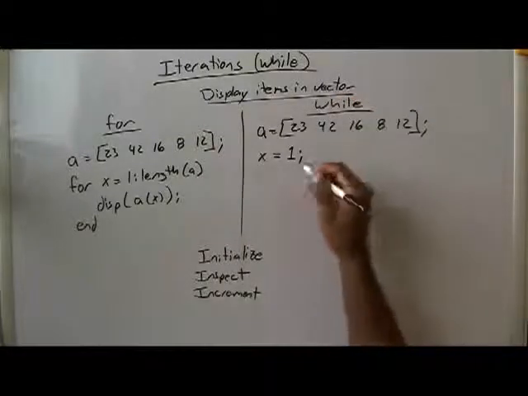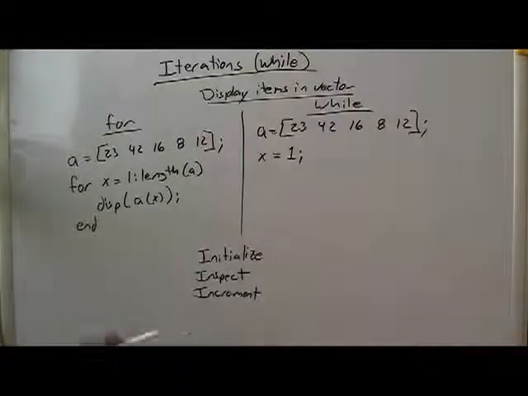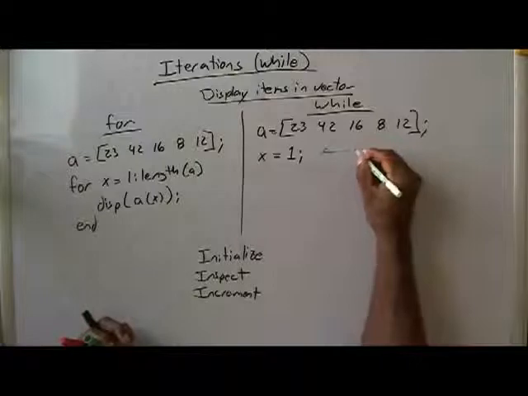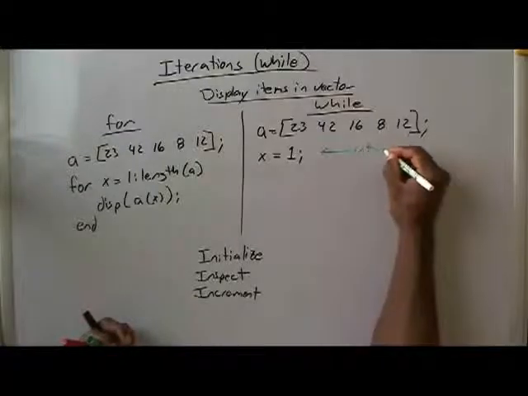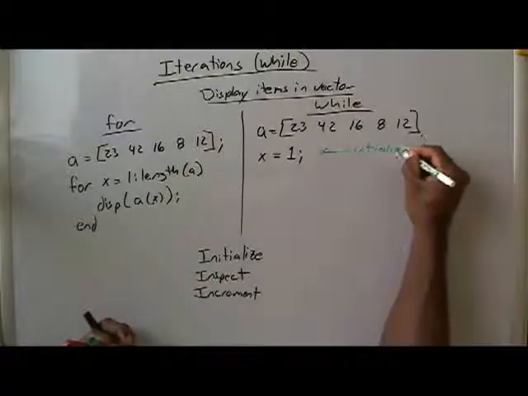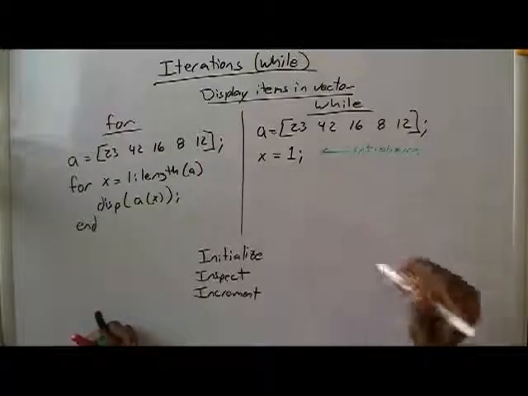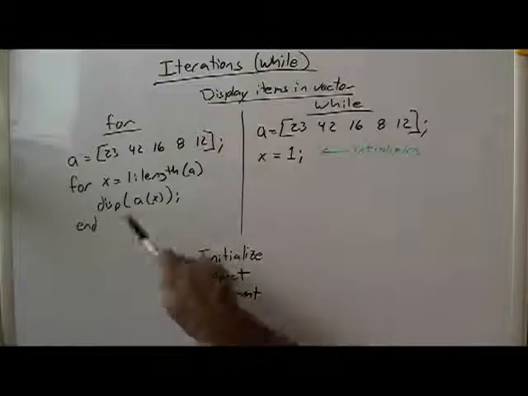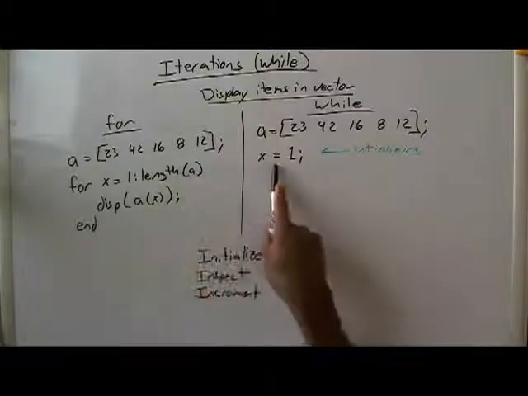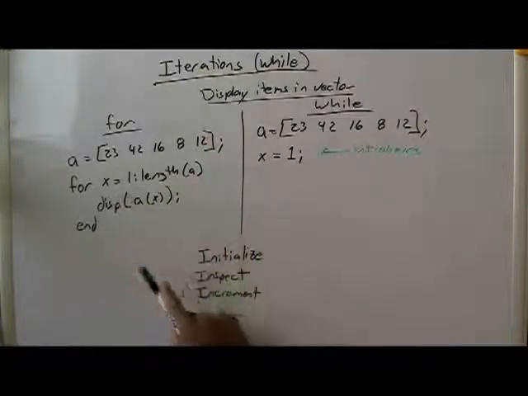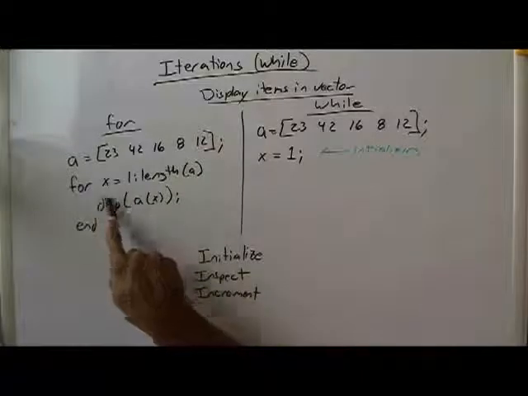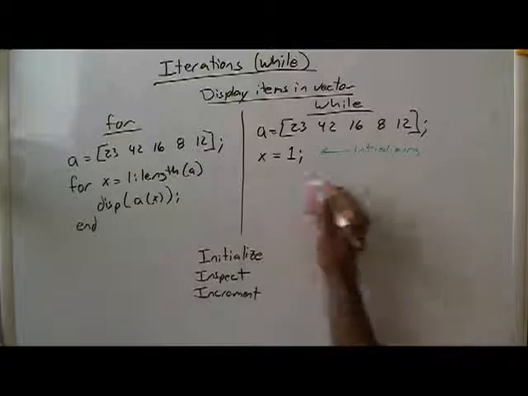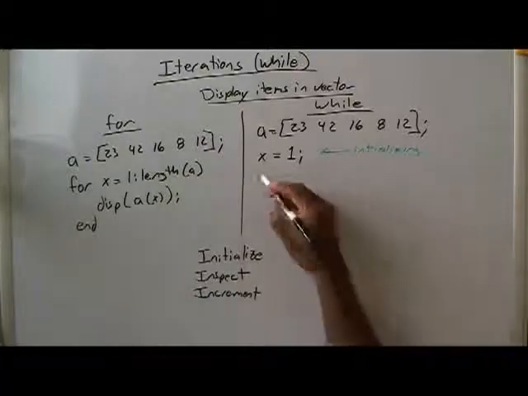This represents the initialization, the initializing of the loop variable x. So our loop variable is x here, sort of like x over here. We're going to use this x in the while just like we use this x in the for. It's just that the for loop does the initializing, the inspecting, and the incrementing for us. Over here we have to do it ourselves. So x equals 1, that's the initializing stage.